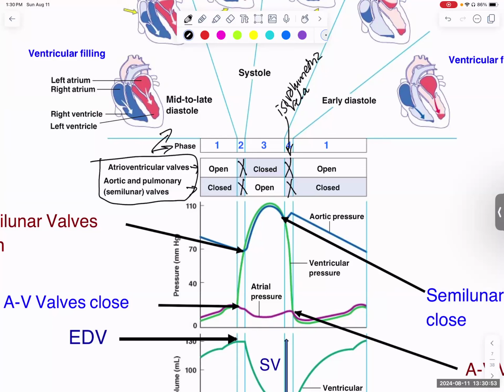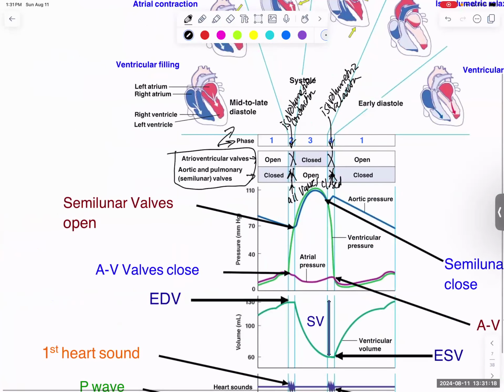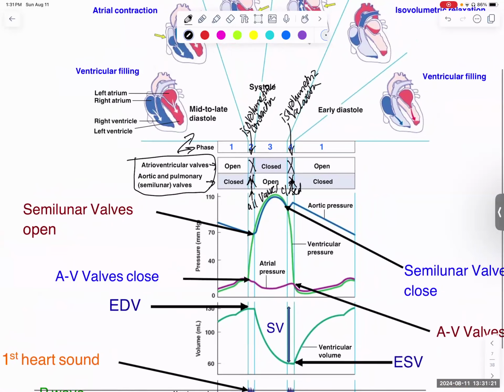This is isovolumetric relaxation, and this is isovolumetric contraction. Right, so all valves are closed here, in both these areas. Now you get to see that they're adding pressure.